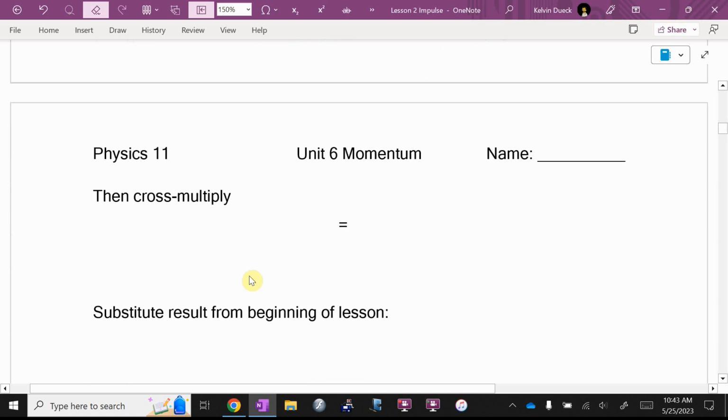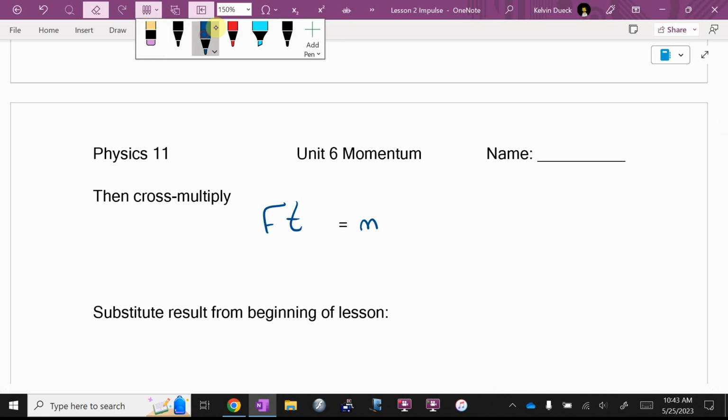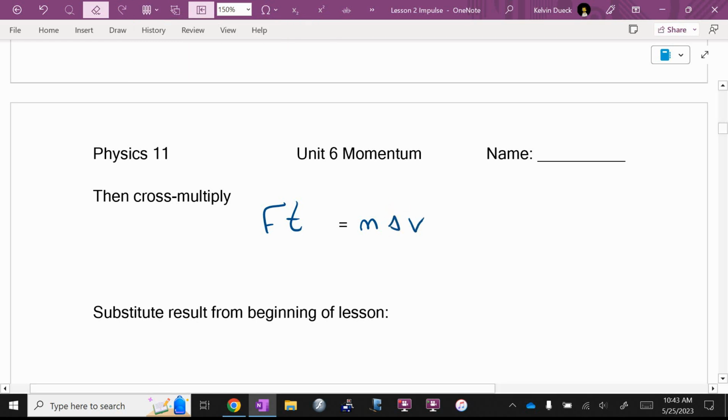This is the impulse equation. It says this: force times time is mass, and then you can either write it as Vf minus Vi. Wait a minute, what's change in anything? What's final minus initial? You know what? You can write it like this, Davin, you're correct.